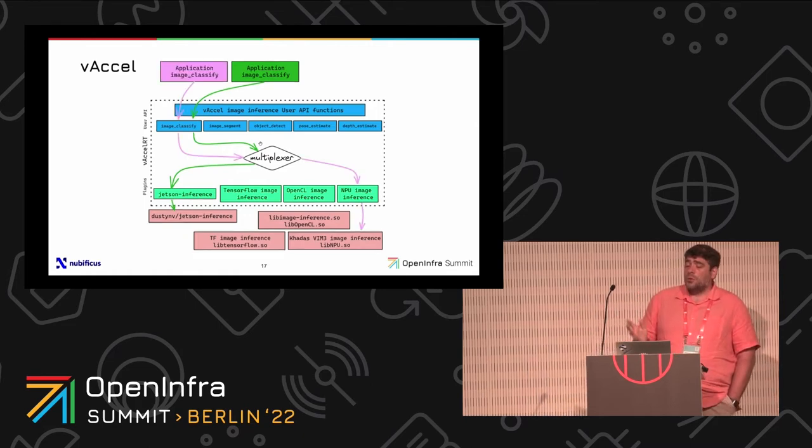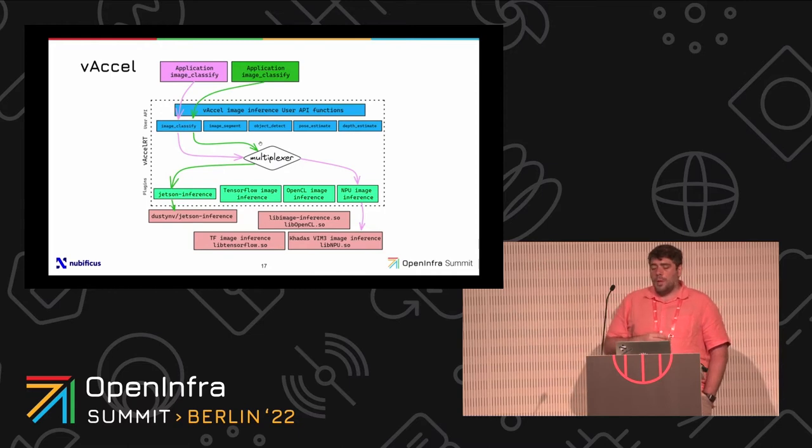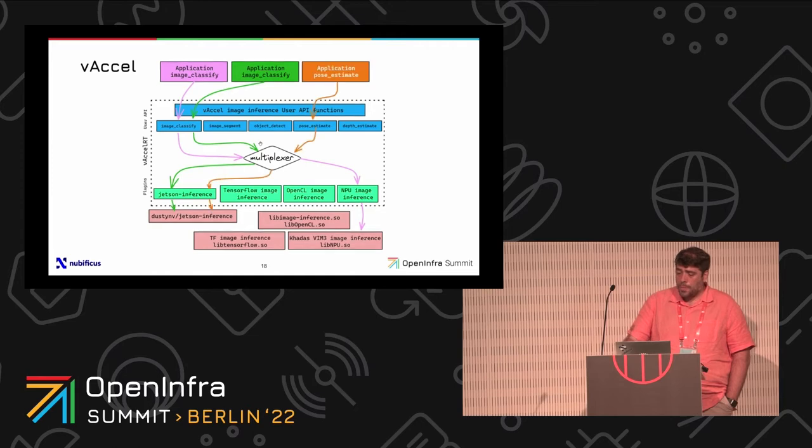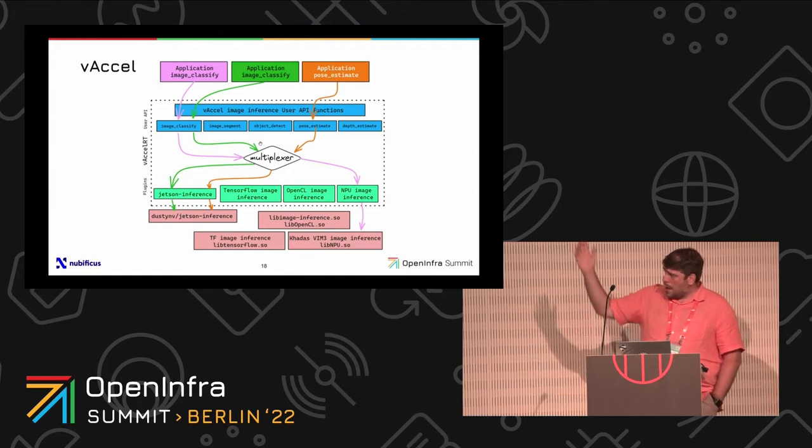Another application could call the same API call, but at runtime, the user or the system's admin could select another plugin, which is an NPU image inference implementation. And it would call the other hardware implementation on an Amlogic chip, let's say, on an Amlogic NPU. And the same stands for another API call, the pose estimate, which is again on the Jetson inference plugin.